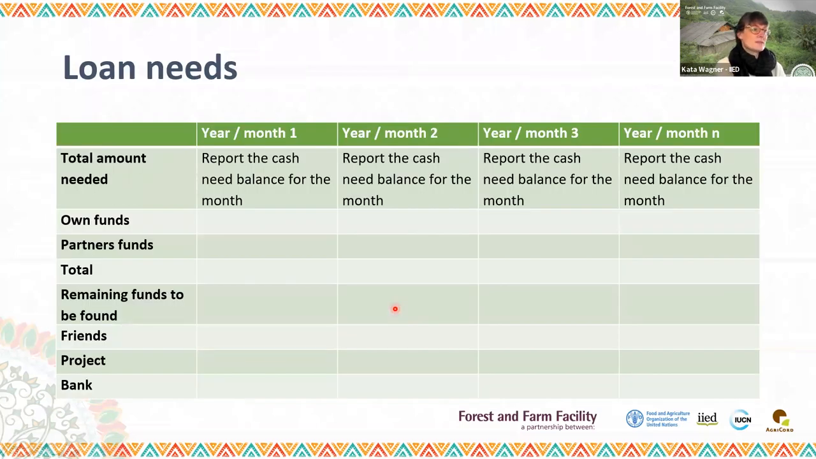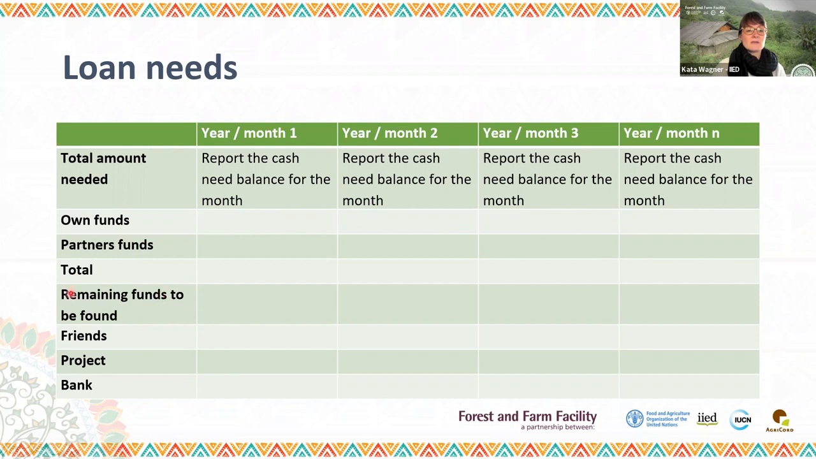And based on this, they can calculate their loan needs. I'm sorry, again, this is not translated into French. This is again year or month in the columns. And this is the cash need balance for the month that is reported here, and where the entrepreneurs can then put in their own funds or perhaps funds from partners. This is the total of that.